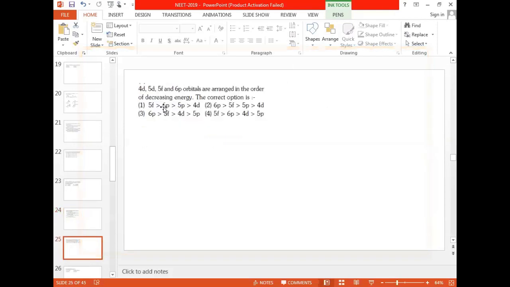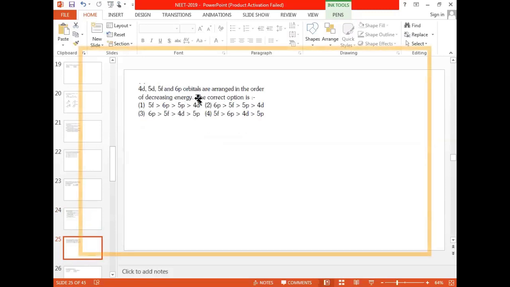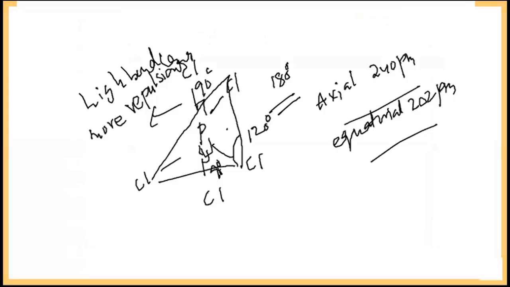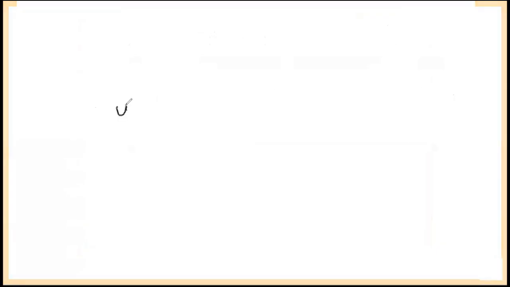Right. Now, come to this one. Which one is going to arrange these in the increasing order of energies? First, let us take a decreasing order of energies only. What can we take here? 4D, 5D, 5F, 6P is there. 4D, 5D, then 5F, and 6P is given.